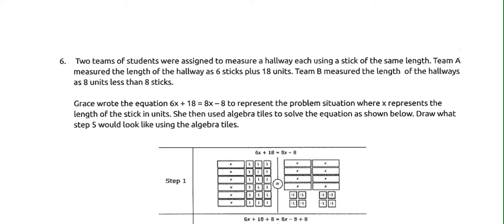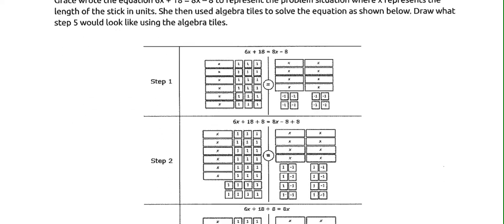So number 6 says: 2 teams of students were assigned to measure a hallway, each using sticks of the same length. Team A measured the length of the hallway as 6 sticks plus 18 units. Team B measured the length of the hallway as 8 units less than 8 sticks. Bizarre. Grace wrote the equation 6x plus 18 equals 8x minus 8 to represent the problem situation, where x represents the length of the sticks in units. Then she used algebra tiles to solve the equation as shown below. Draw what step 5 would look like using algebra tiles.